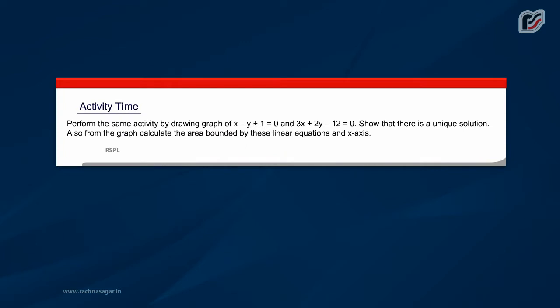Activity time. Perform the same activity by drawing graph of x minus y plus 1 is equal to 0 and 3x plus 2y minus 12 is equal to 0. Show that there is a unique solution. Also, from the graph, calculate the area bounded by these linear equations and x-axis.